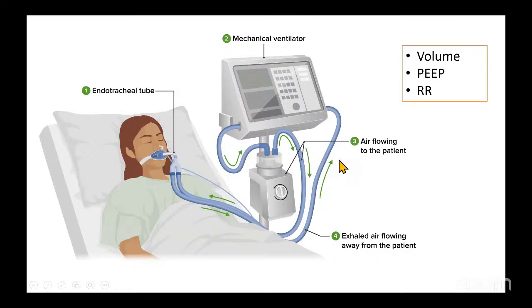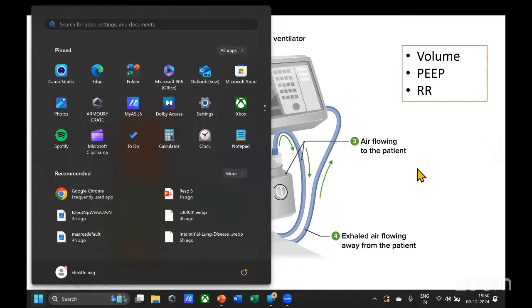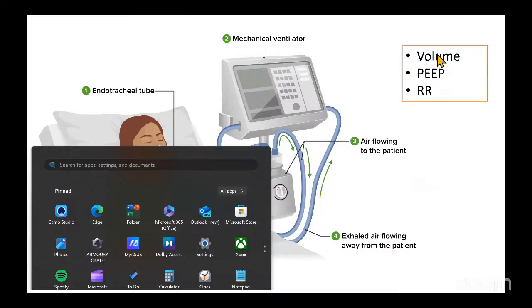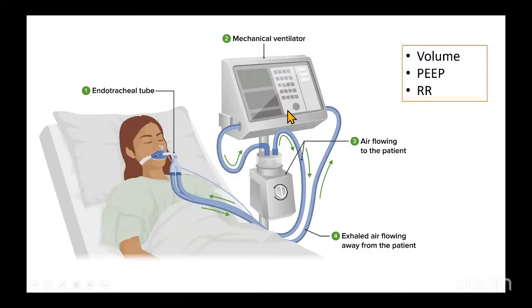In the ventilator machine, there are certain things you can usually control. How much volume can go. For example, we have 350, 500, 1050 ml. Based on the requirement, you can increase the volume. Or there's something else called PEEP. What is PEEP? Positive end expiratory pressure.